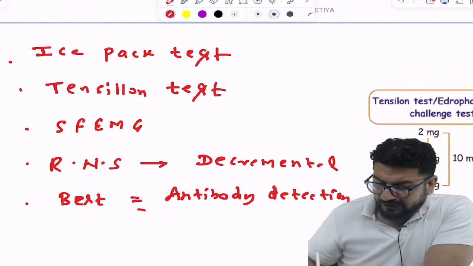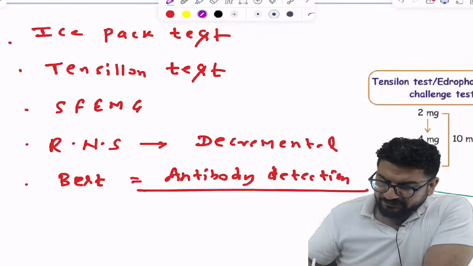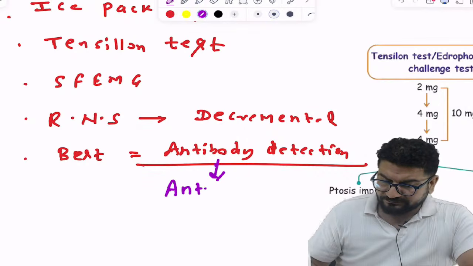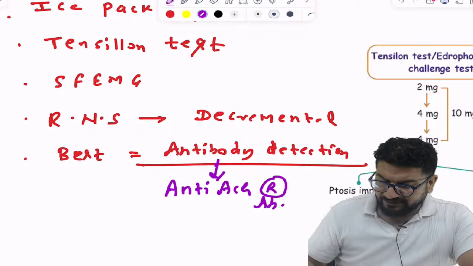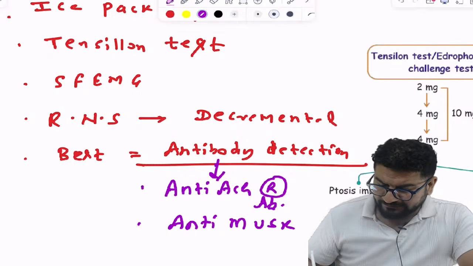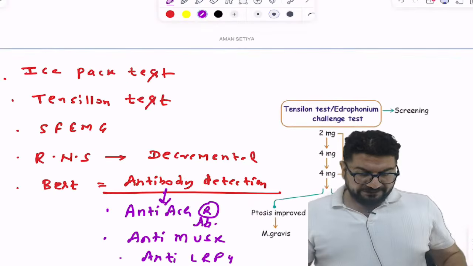And this antibody, how can we detect? Which antibodies do we have? We have anti-acetylcholine receptor antibody. The second antibody which they ask in exam is anti-MuSK antibody, anti-muscle specific kinase, and third will be your anti-LRP4. So these are the antibodies which we can find.